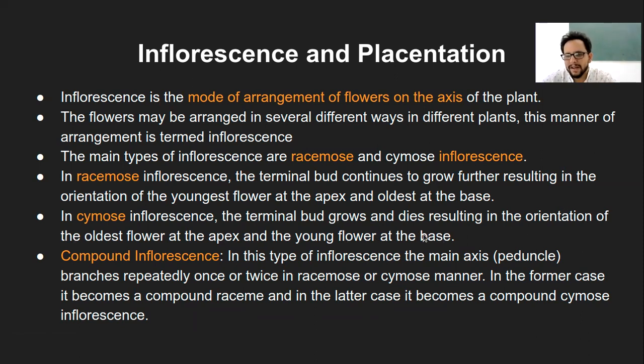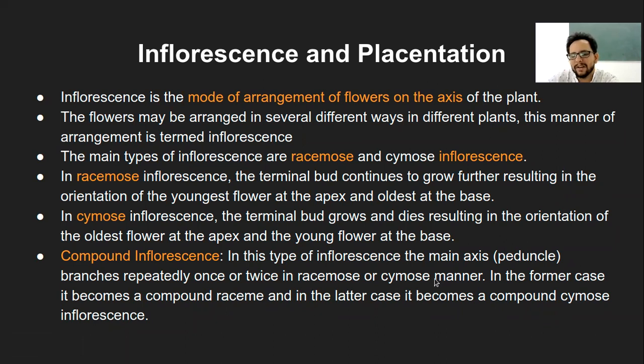So you remember any one, and then the racemose and cymose will be exactly opposite in terms of their arrangement of flowers. And there is a third type that you observe sometimes around us, that is the compound, which is almost a mixture of racemose and cymose, and you may not always be able to differentiate whether it is a racemose or cymose type of inflorescence. In this, especially the main axis, that is called peduncle, or the branches, repeatedly once or twice have racemose or cymose. So that is kind of an alternate pattern.